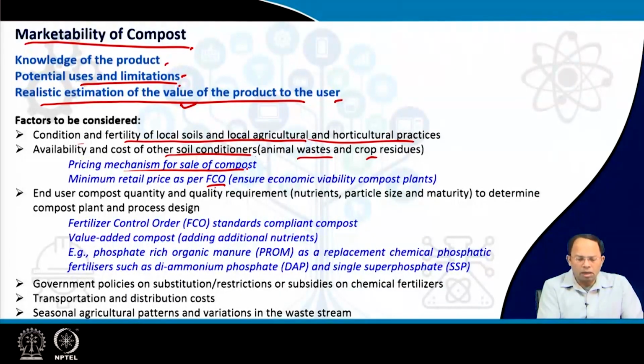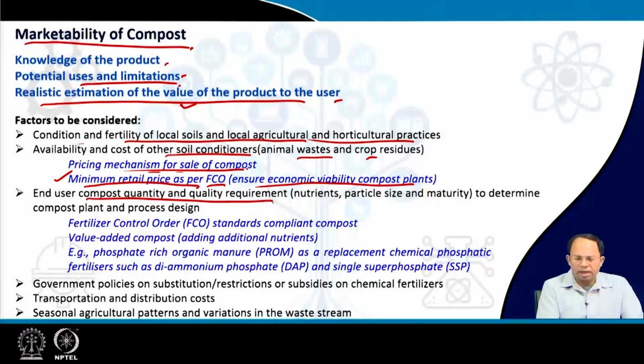And the FCO, the Fertilizer Control Order from the Department of Fertilizers, has set a minimum retail price of compost which ensures the economic viability of the compost plants, because at the end of the day, the compost plant will produce compost, and it has to sell it at a certain price so that it can keep its operation going. It cannot keep on operating at a loss. So, this minimum price guarantee is there, but at the same time, if it is too high for people to buy, then nobody will buy it. So, in that case, some pricing mechanism for the sale of compost, some subsidy, some co-branding, co-marketing, all these issues come into play.